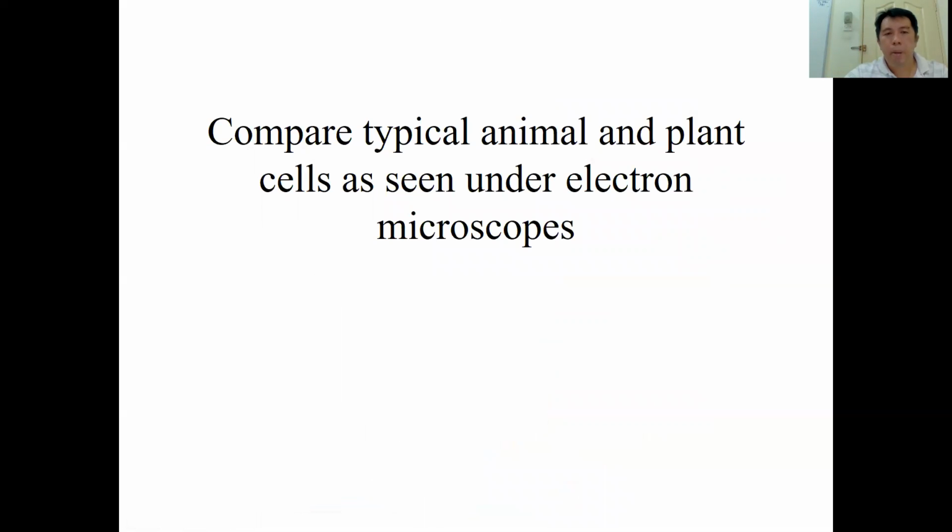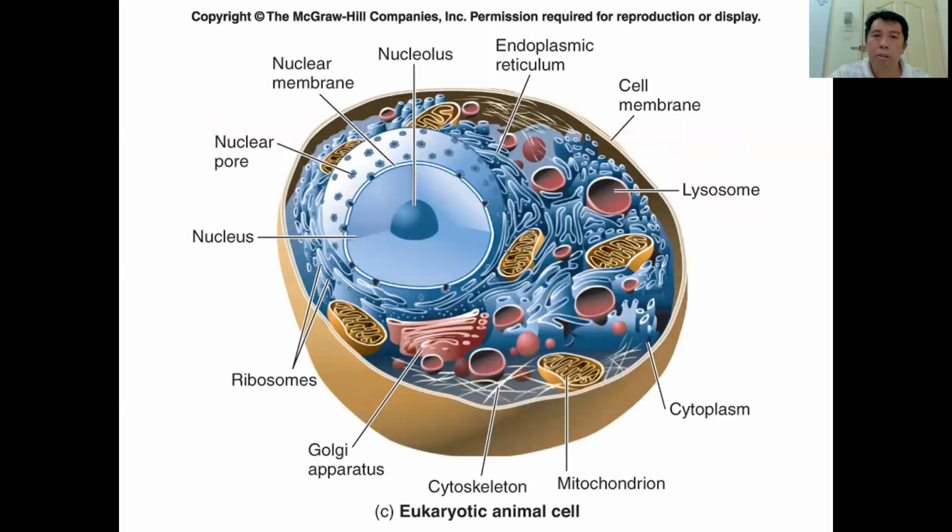Okay, after we compare the prokaryotic cells and the eukaryotic cells, now we are going to compare the typical animal and plant cells. Here I just show you the summary, because later we'll study each organelle and all the structures one by one in detail. Actually, you already studied this before in the SPM. So normally this is what you have studied, right?